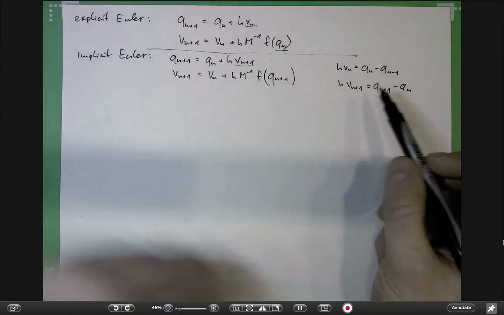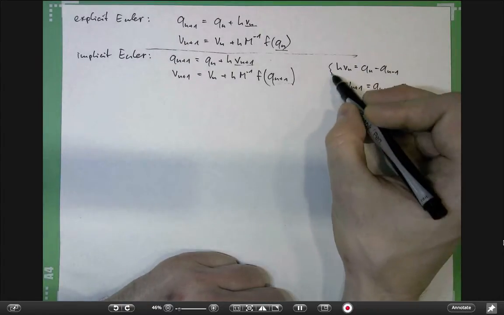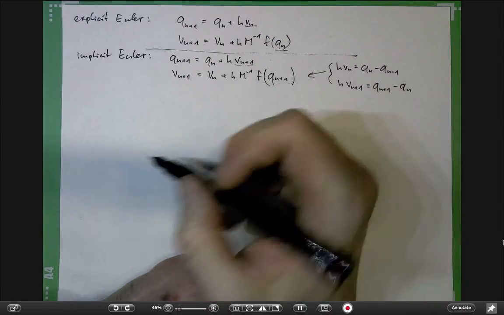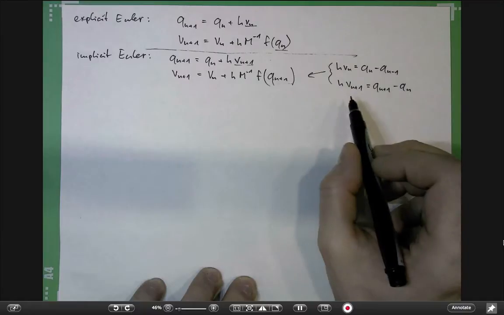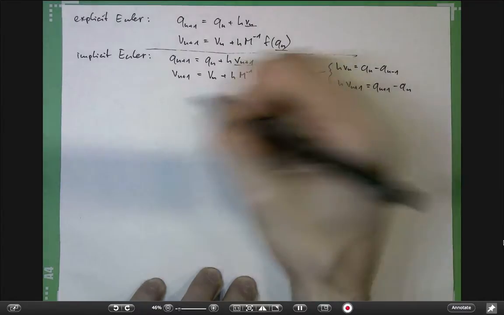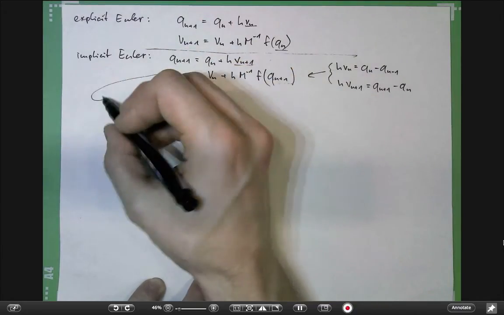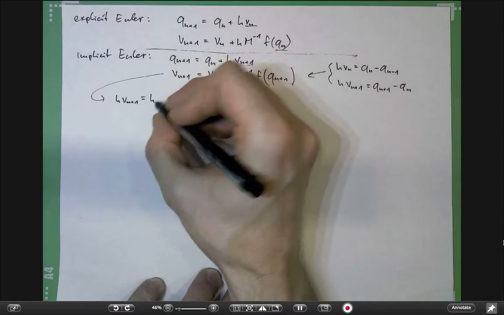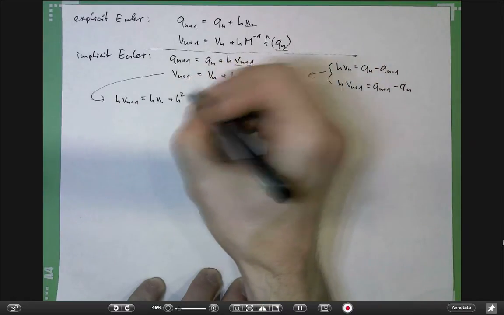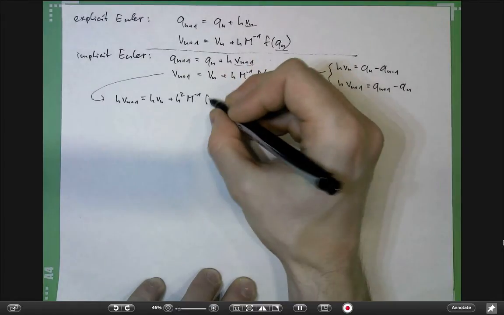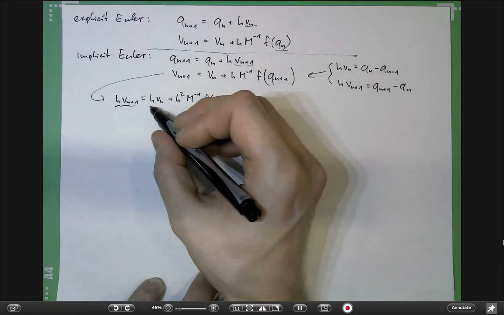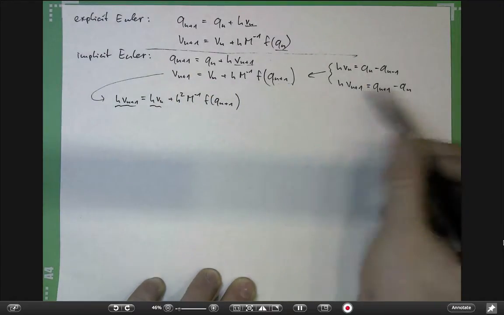And now what I can do, I can plug these formulas in here. So let's see what happens if I put them there. Let me first multiply it by h. So I take this formula and multiply it by h. Vn plus 1 equals hvn plus h squared m inverse f at qn plus 1. Not a big deal, right? So now I have here hvn plus 1 and hvn, so I can plug in these guys, right?